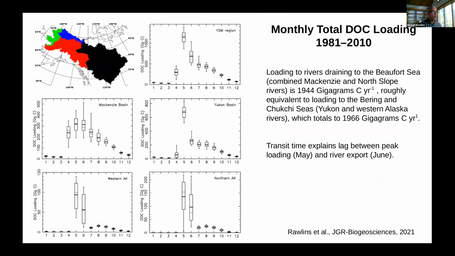So then that gives us, for all of the major regions throughout the Western Arctic, the Yukon to Mackenzie region, Mackenzie Basin, Yukon, Western Alaska, and North Slope of Alaska, monthly loadings to the rivers. The monthly loadings peak in May, the exports peak in June, and transit time accounts for that. We get roughly equivalent loadings to the Beaufort Sea and to the Chukchi Sea and the Bering Sea. So roughly equivalent loadings for the rivers going to the west and to the north.